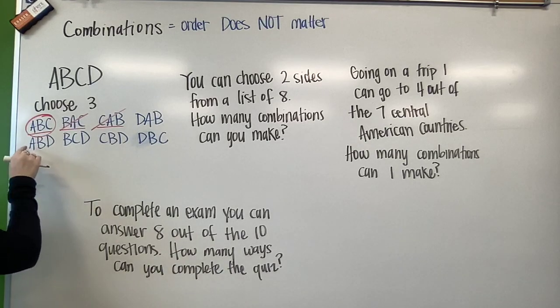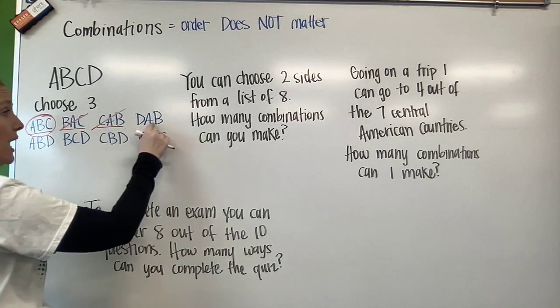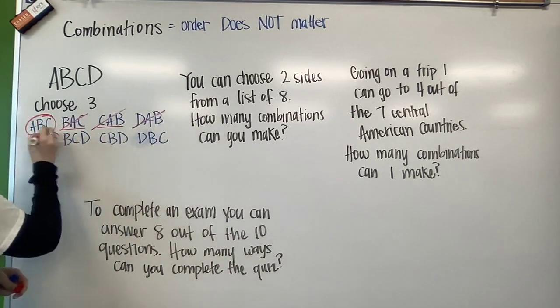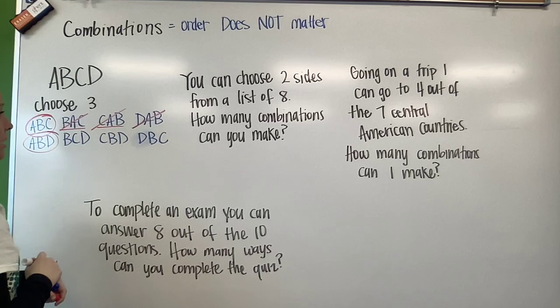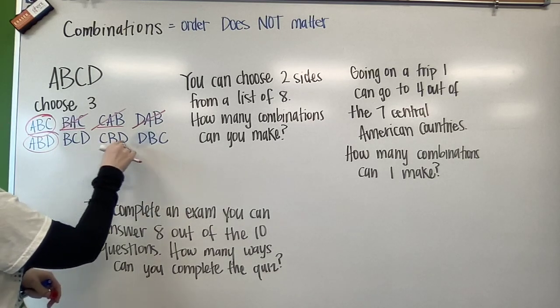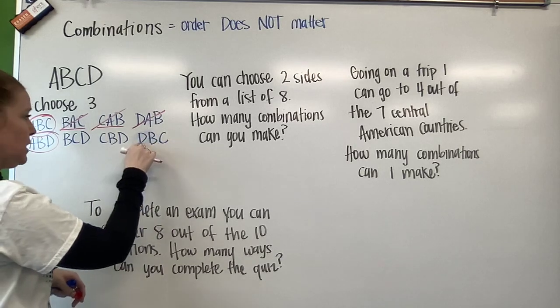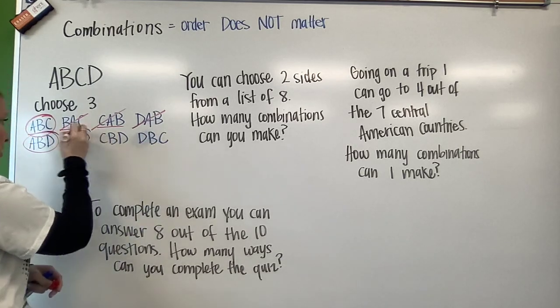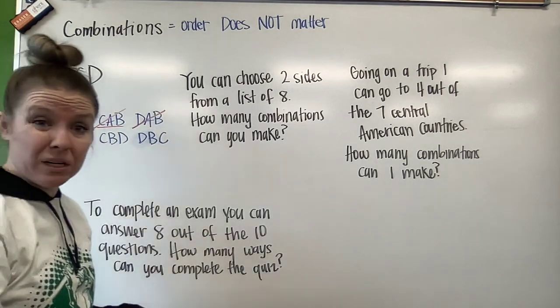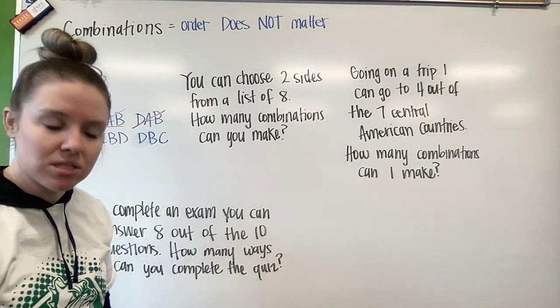Here I have A, B, D, A, B, D. So this is a repeat. It's gone. I'm going to keep that one. Then I have B, C, D, B, C, D, and B, C, D. So I'm going to keep this one. So technically, are there only 3 ways to do this? I think I might have left out some.